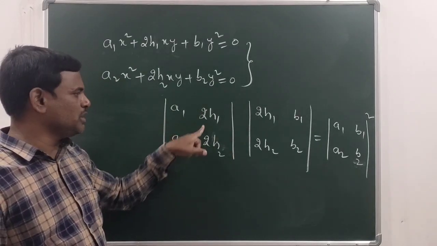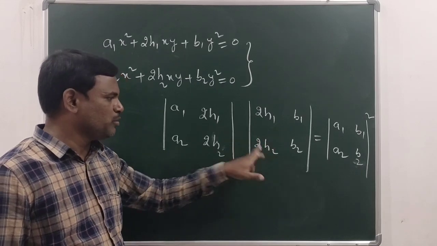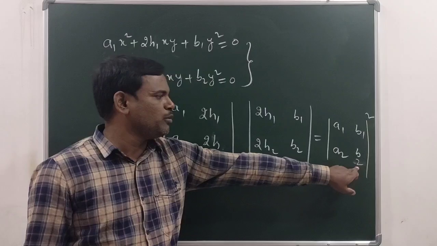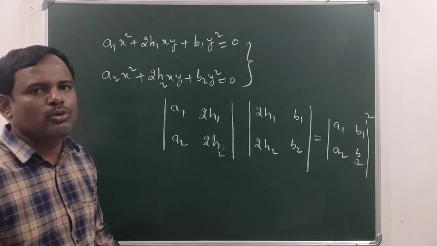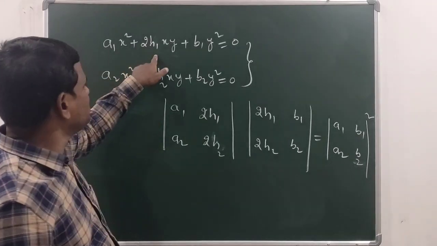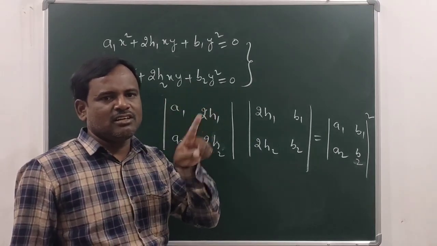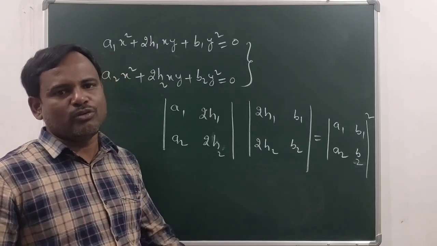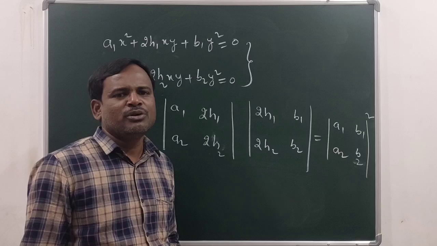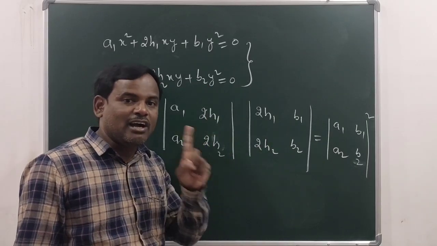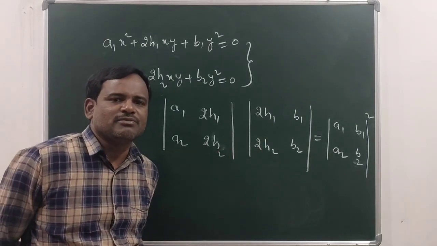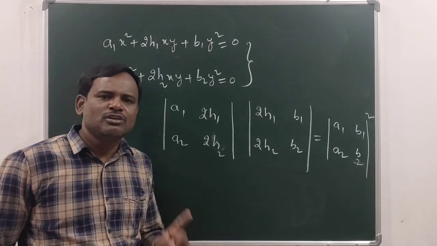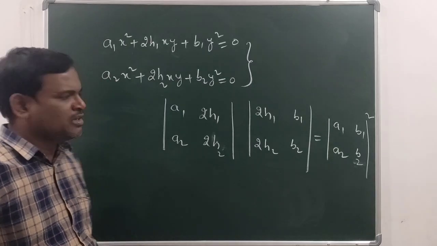Determinant of a1, a2, 2h1, 2h2, and determinant of b1, b2, 2h1, 2h2. These are 2 by 2 determinants, equal to the determinant of a1, b1, a2, b2 whole square. In the application part, among a1, h1, b1, a2, h2, b2, there are 6 constants. Of these, 5 will be given to you. In one place they will write an unknown value like k, m, n, p, and ask you to find it when the pairs have a common line. In that case, use this condition: substitute a1, h1, b1, a2, h2, b2 here and simplify to get the unknown value. I hope you have understood this.